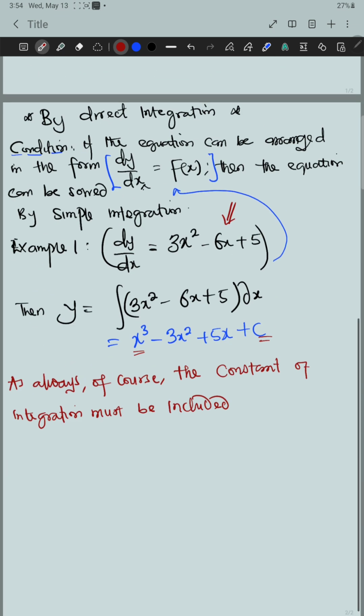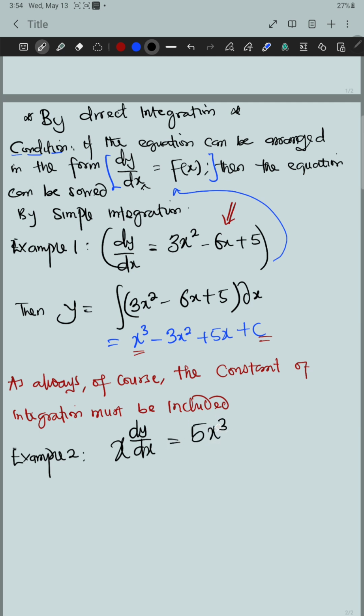Now let's look at another example. Example 2. We're asked to solve x dy/dx = 5x³ + 4. How do we go about this?